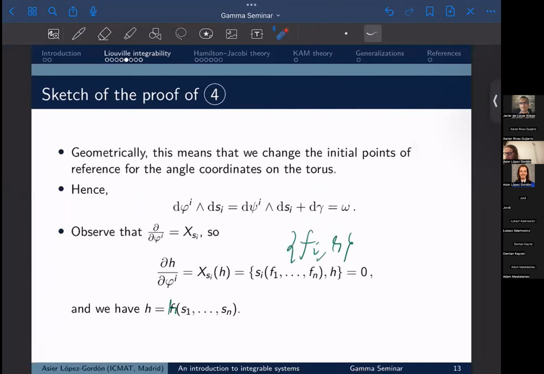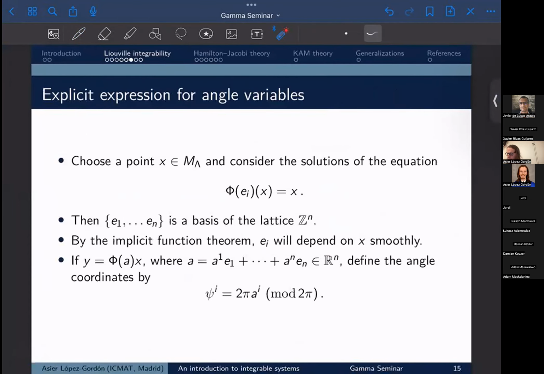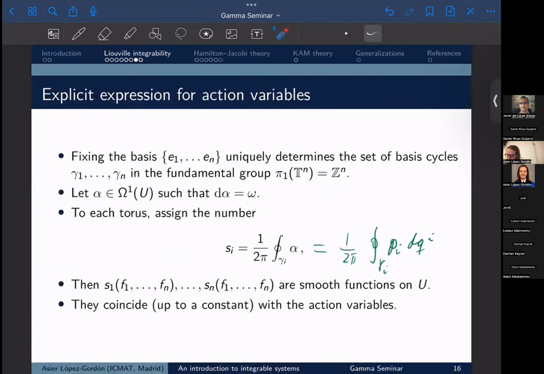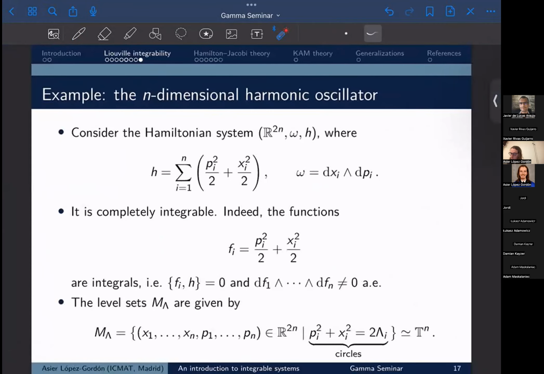But well, in the references, I have left a paper in which they prove the theorem for the non-compact case. Okay. So in order to understand better these action angle coordinates, I will present an easy example.